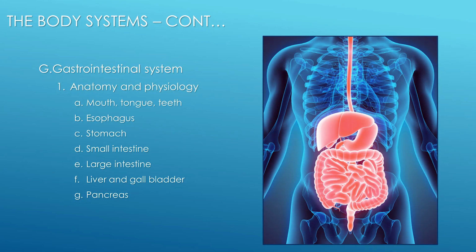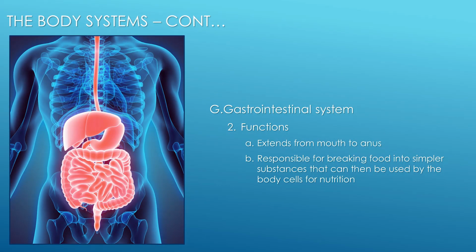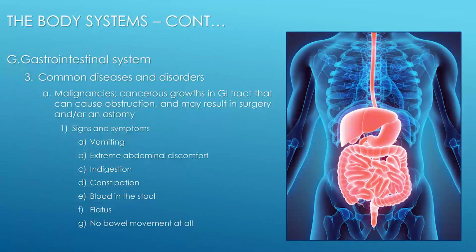Gastrointestinal system, anatomy and physiology: mouth, tongue, and teeth, esophagus, stomach, small intestine, large intestine, liver and gallbladder, and pancreas. Functions: extends from mouth to anus, responsible for breaking food into simpler substances that can be used by the body cells for nutrition. Common diseases and disorders.